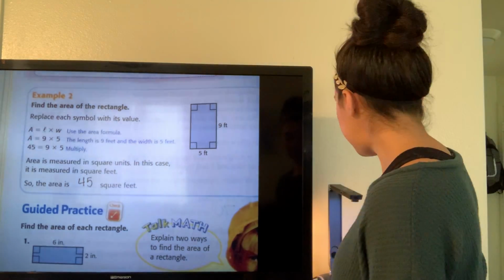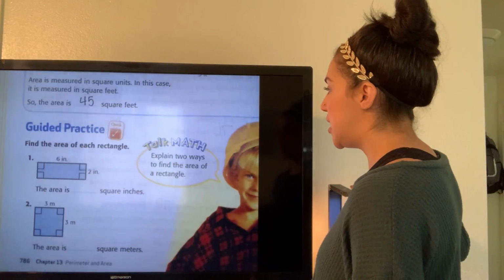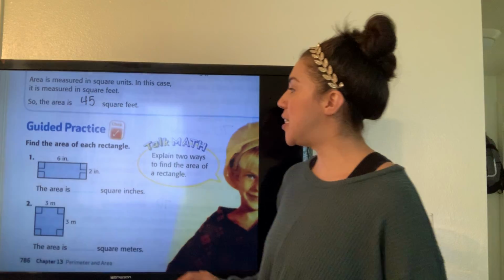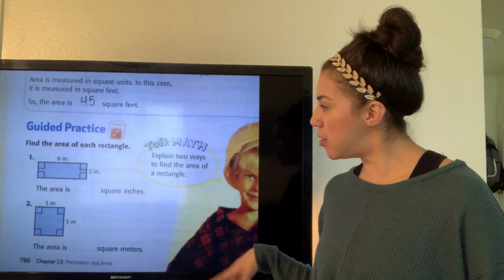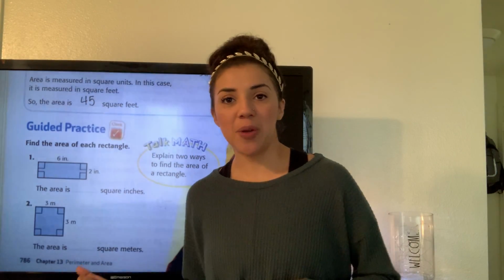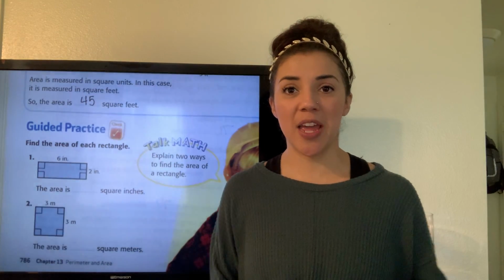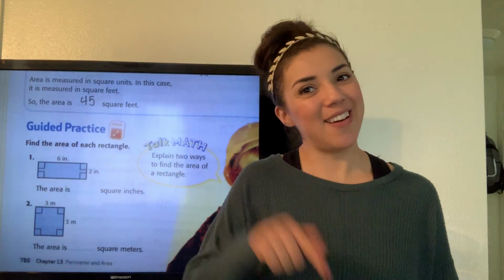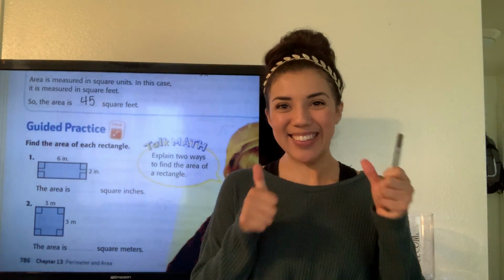Let's look at guided practice. Guided practice is find the area of each rectangle. So why don't you guys go ahead and do guided practice on your own. Go ahead and pause this video, and then when you are done, go ahead and press play again.